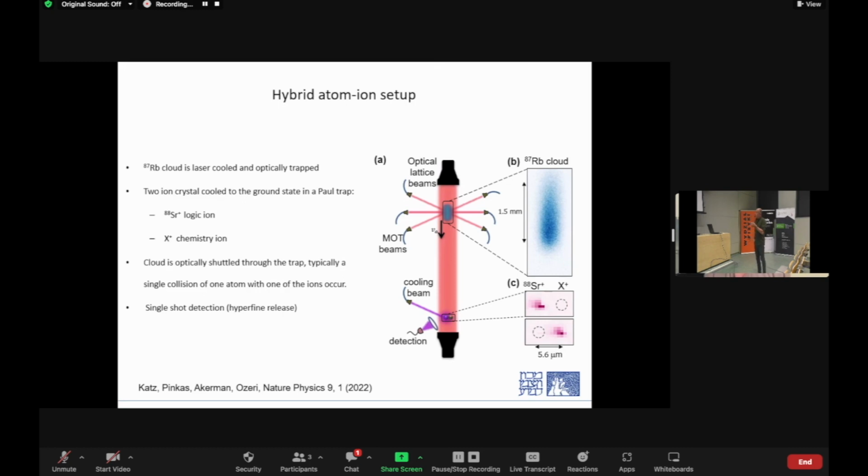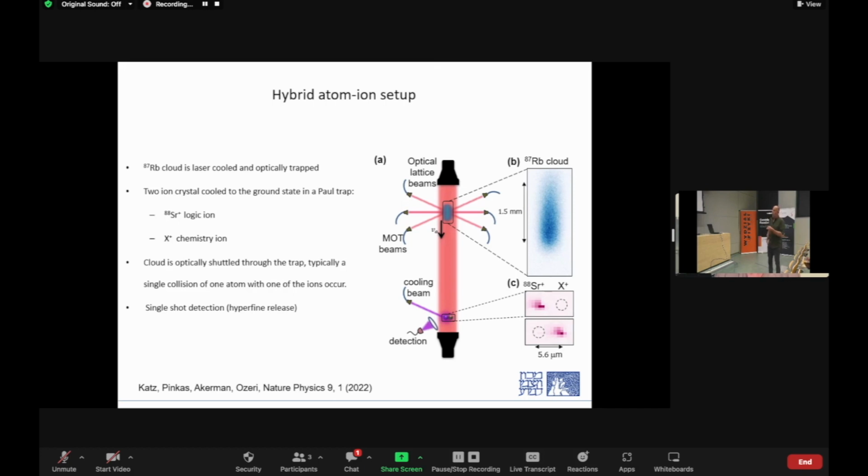So again, this is our machine. We shuttle a cloud of ultracold rubidium downwards. We trap a pair of ions. One of them is strontium-88, which is the logic ion, the ion we control well. The other one can be anything, really, a chemistry ion. We shuttle the cloud such that less than one Langevin collision happens on average. And then we measure the momentum that was transferred in the collision through coupling to the logic ion. That momentum can be elastically given. It can also happen through an exothermic inelastic reaction.